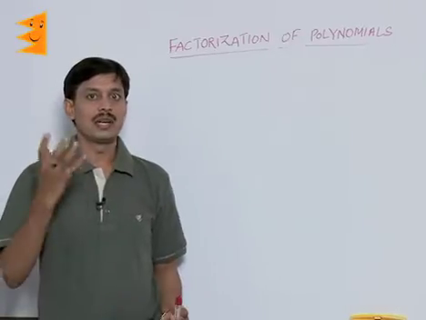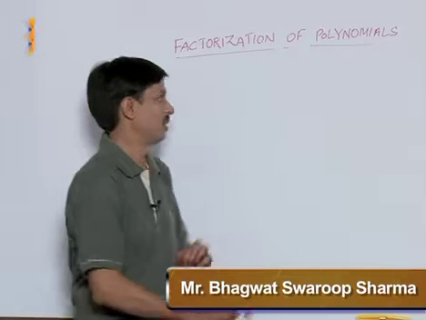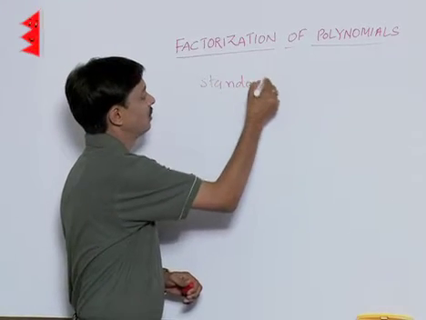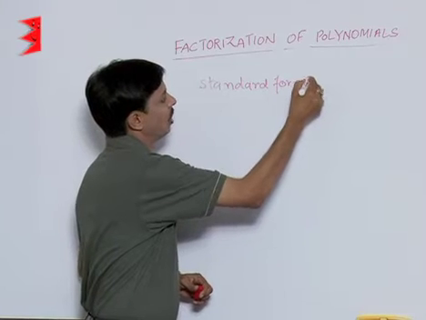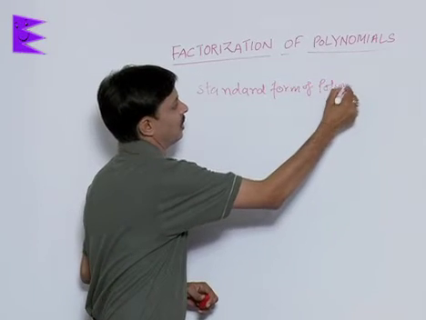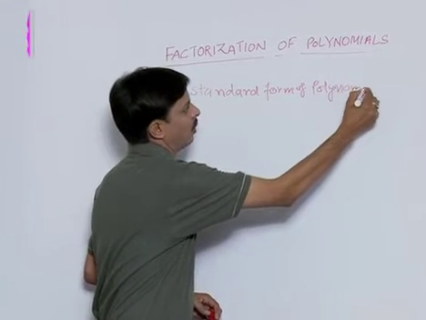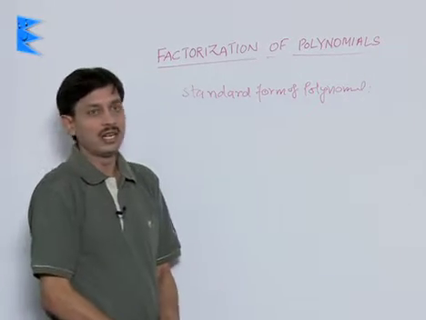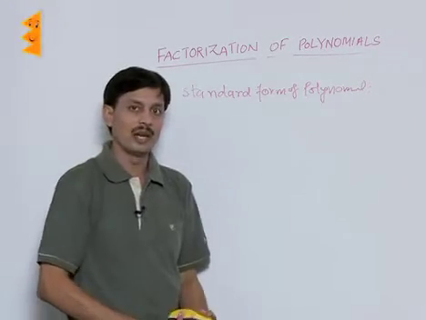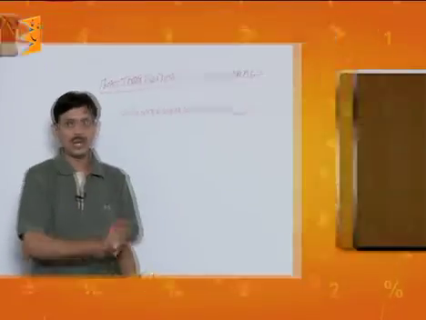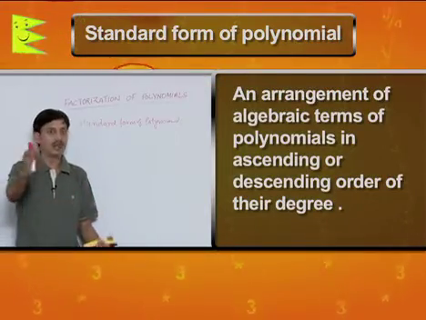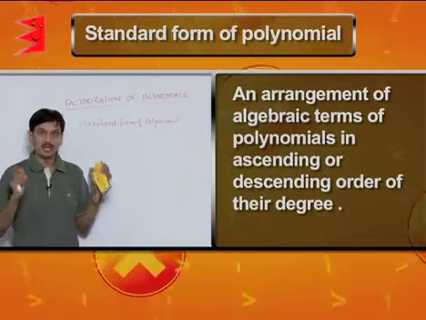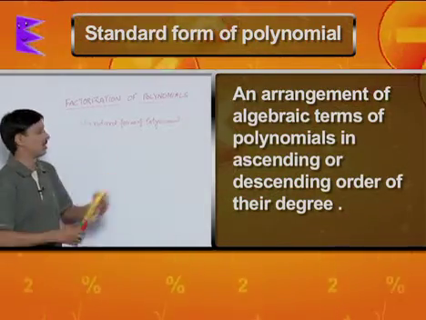Now, what is the standard form of a polynomial? In order to understand the standard form of a polynomial, how to write a polynomial in its standard form is so simple. We have to arrange either in ascending powers or in descending powers of the algebraic terms of the polynomial. That arrangement is known as the standard form.